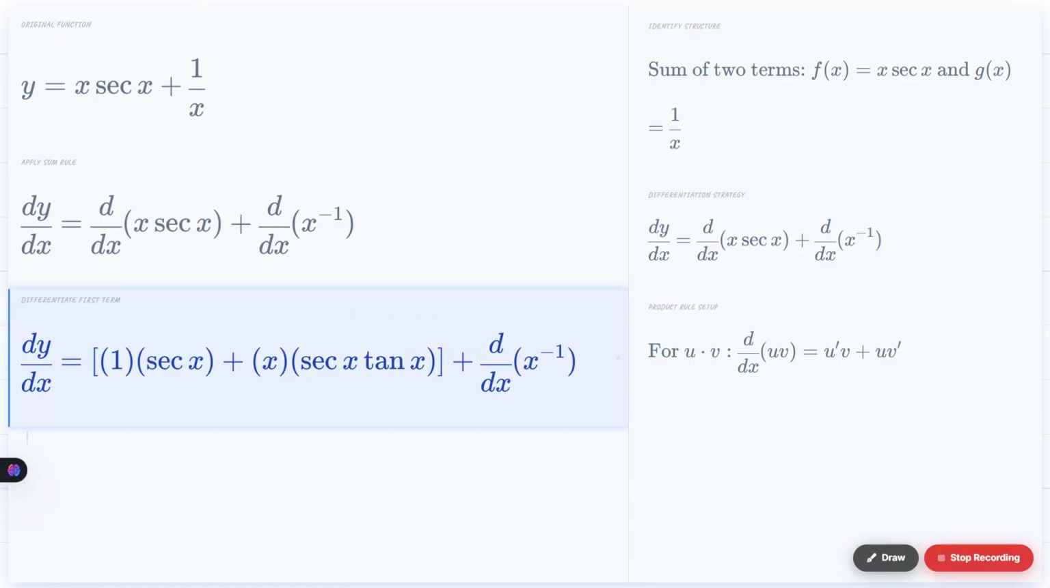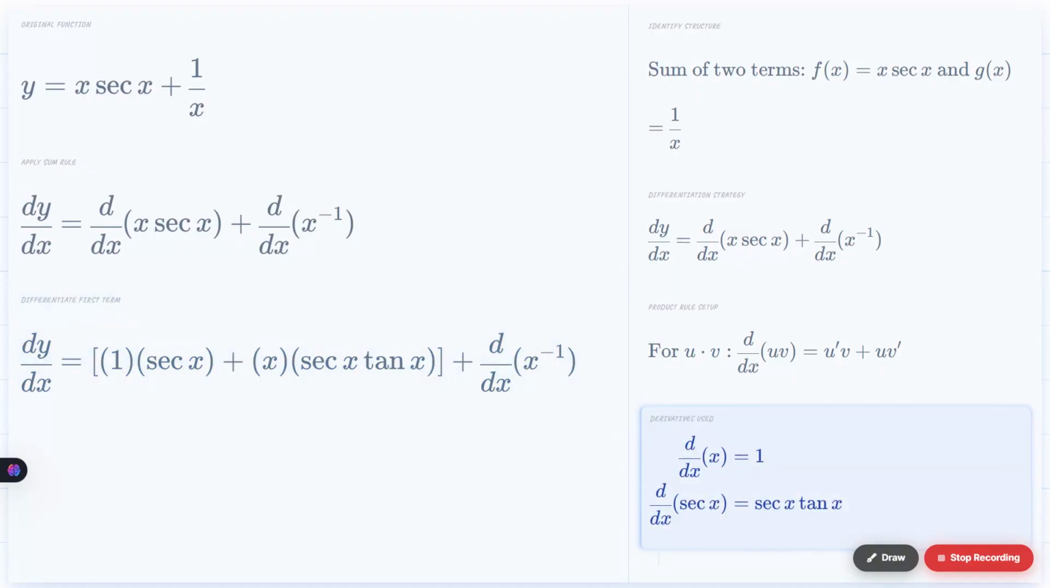We write the derivative as 1 times sec x plus x times sec x times tan x plus the derivative of x to the power of -1. We do this to apply the rules to our terms. The product rule tells us how to handle two things multiplied together.